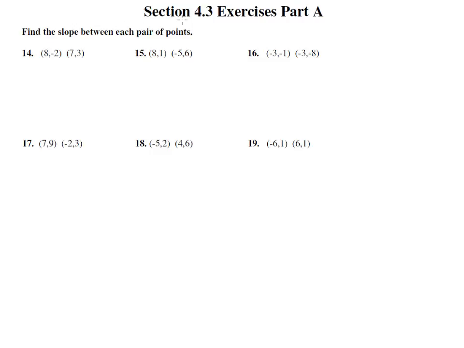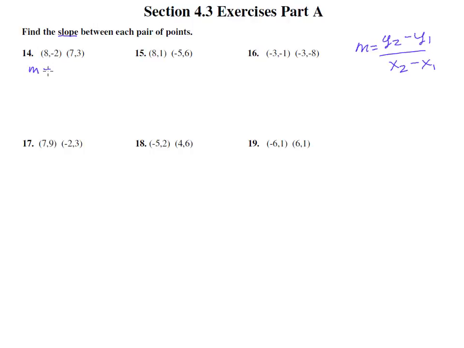Here we are in section 4.3, exercises part A with the numbers 14 through 19. It says find the slope between each pair of points. And the formula for slope is given in the book as y2 minus y1 over x2 minus x1, or y1 minus y2 over x1 minus x2, either one of those. So y minus y, let's do it.